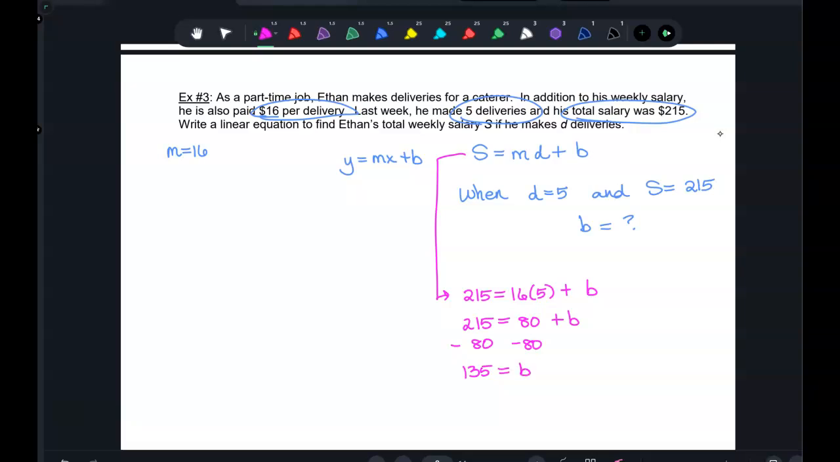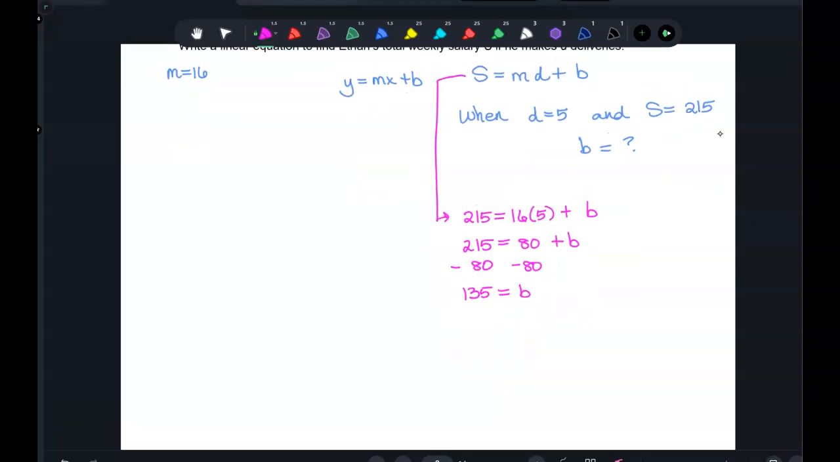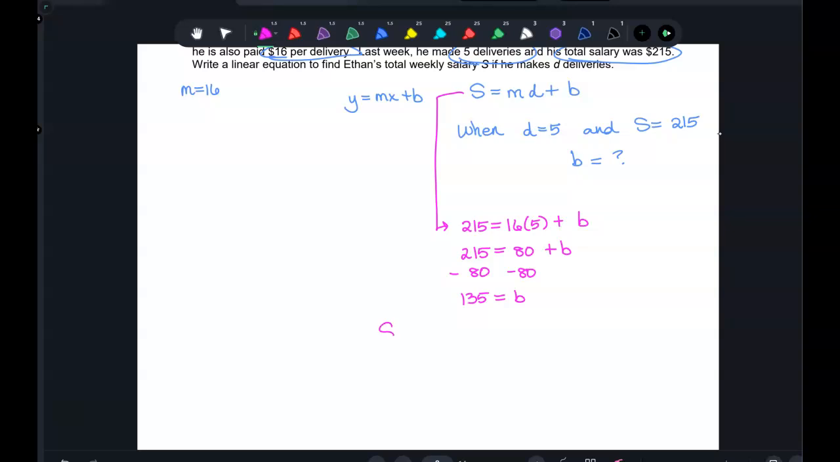Okay, now I want to finish this out by writing an equation. So S equals, what was M? 16. We're using D instead of the X, so S equals 16D plus 135. Good.